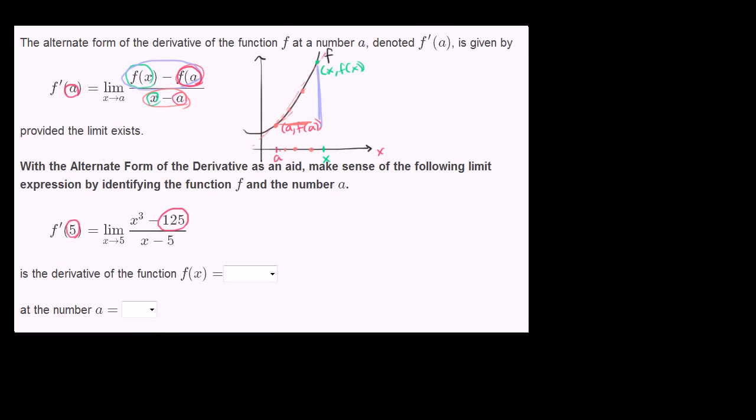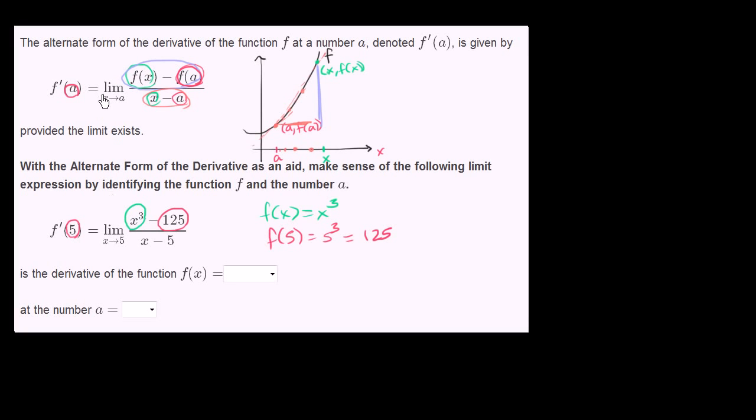Now, what about f of x? Well, here it's the limit of f of x minus f of a. Well, here's the limit as x to the third minus 125. And this makes sense. If f of x is equal to x to the third, then it makes sense that f of 5 is going to be 5 to the third, which is going to be 125.